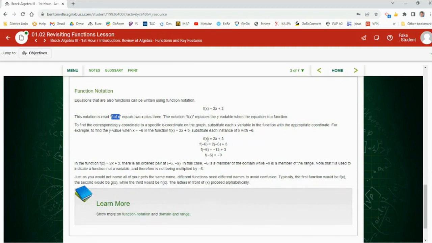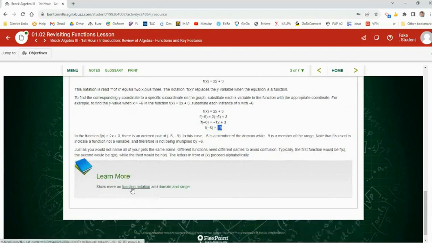So if we take f of x and we substitute -6 in for x, 2 times -6 is -12 plus 3 is -9. If we put it on the graph, when x equals -6, the y would equal -9. So f of -6 equals -9. It's the same thing as y equals. It's just written in function notation.